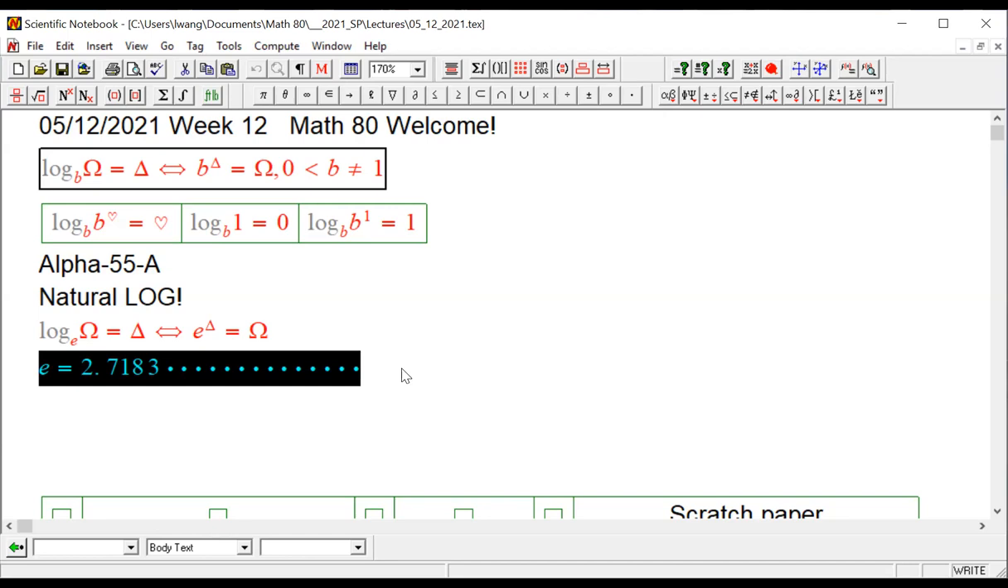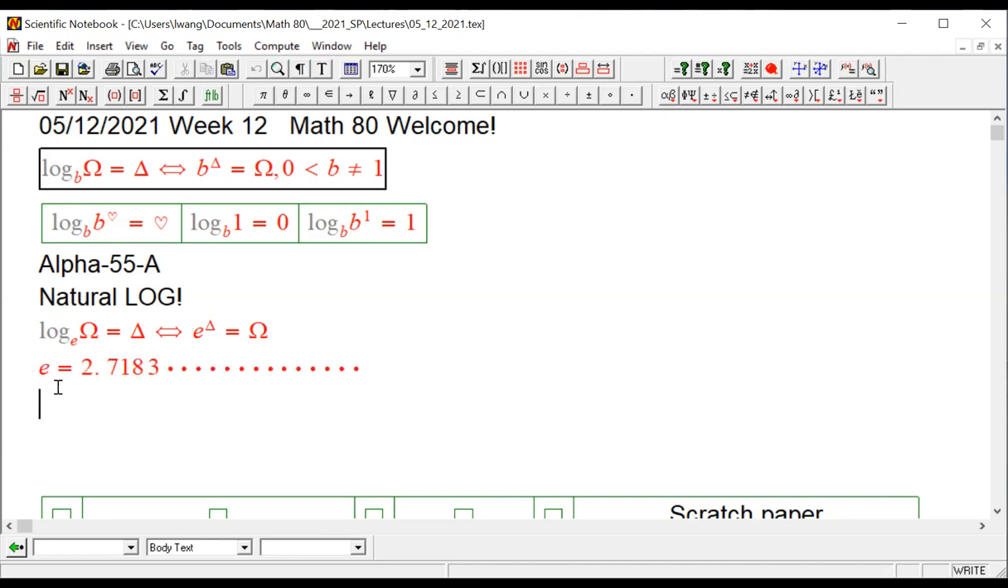So we're going to use E as the base. Can E be qualified for the base? Of course, E is larger than 0 and it's not equal to 1. So of course E is qualified. Then you ask, why do we want to use E? Because E is a very special number.